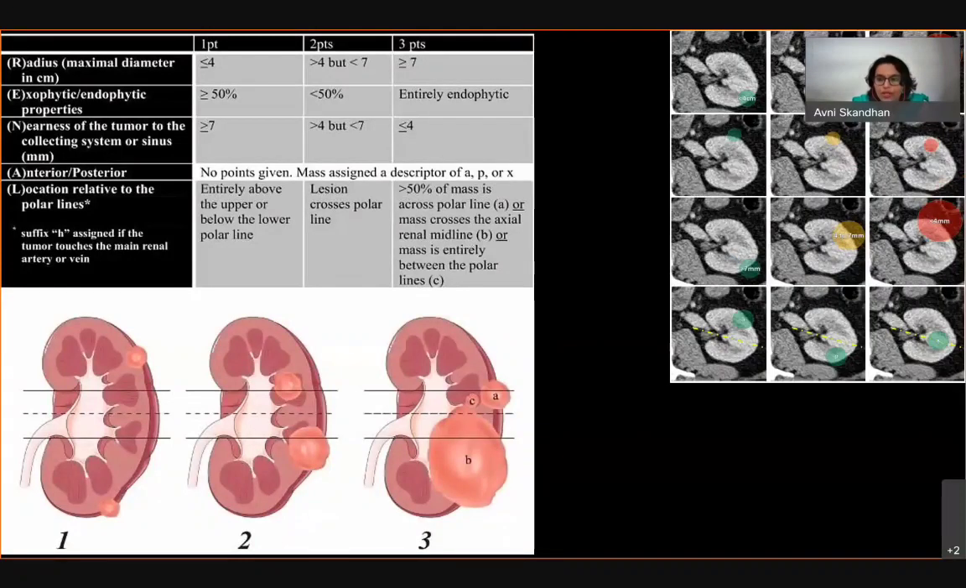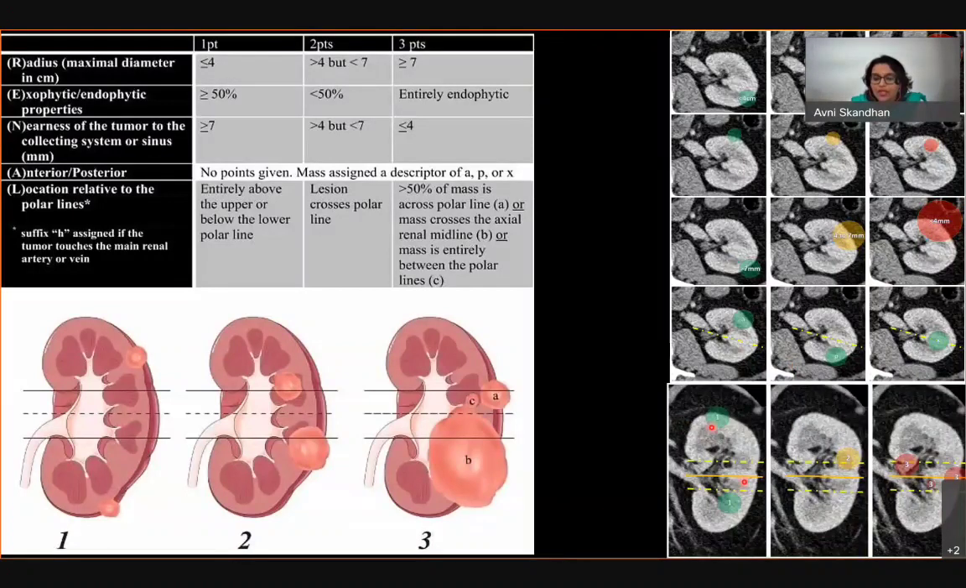So for those who do not know the nephrometric score, one thing is the size criteria, then how much part of it is endophytic, exophytic. This is the exophytic, and as it grows to the endophytic, the score increases. It is 1, 2, and 3 points. Then how far it is away from the excretory system, whether it is more than 7 or less than 4 mm, that gives you the points. Then you determine from the polar lines, you say whether it is anterior, posterior, or when you cannot comment whether it is anterior, posterior. And the last point here is going to be the relation to the polar lines, either it is above or it is crossing them, or it is somewhere between them.